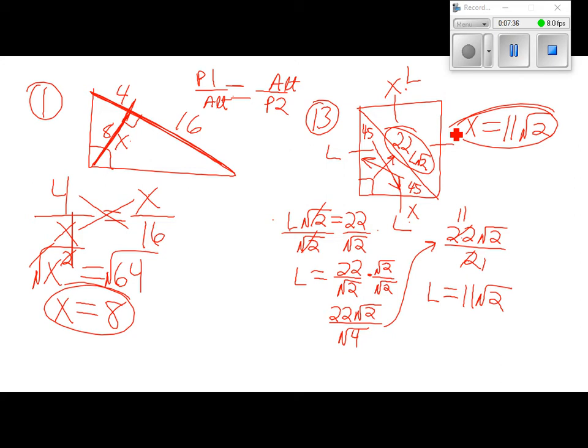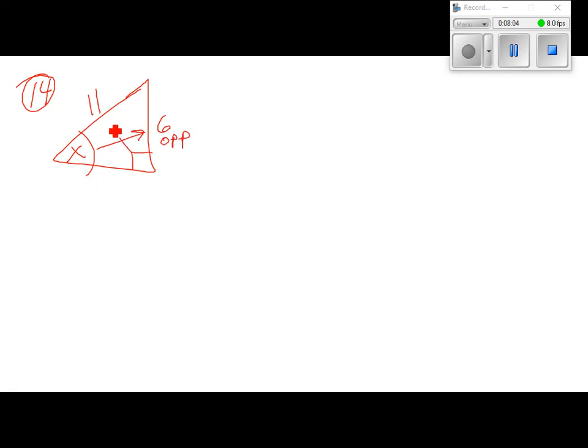The next one, problem 14. Problem 14 looks something like this. This time we're looking for this angle. Well, if we're looking for that angle, then we're probably using SOHCAHTOA, the trig ratios. So we've got to label the triangle. That side's going to be the opposite leg. That side's the hypotenuse. This other side is the adjacent leg.